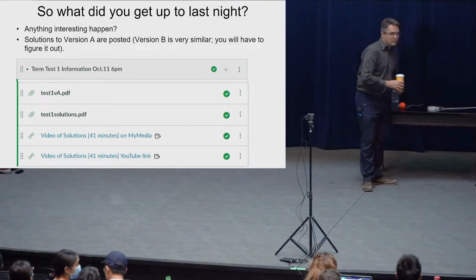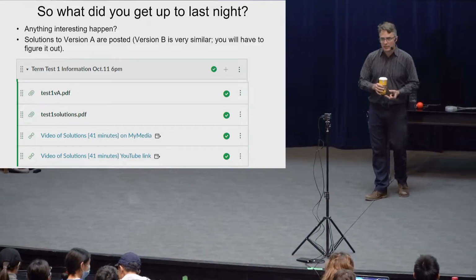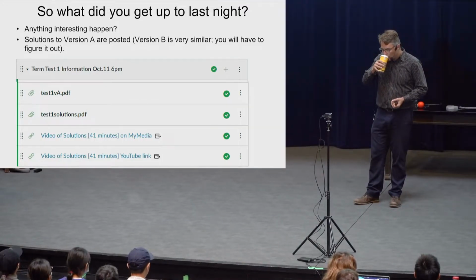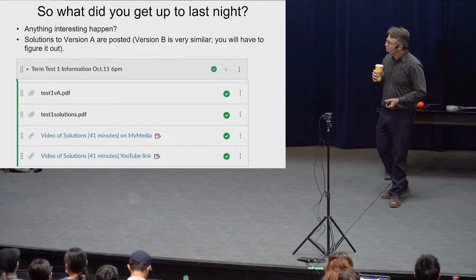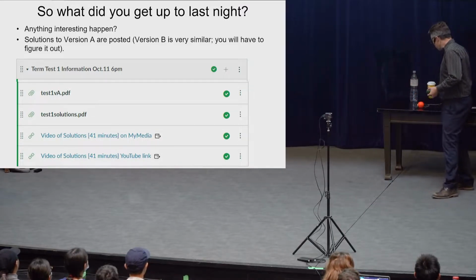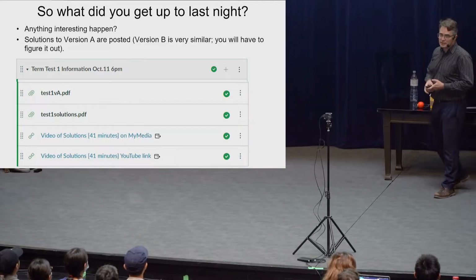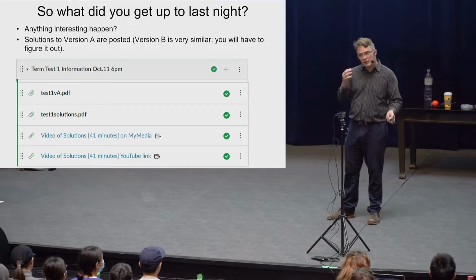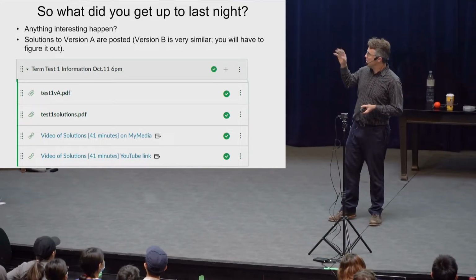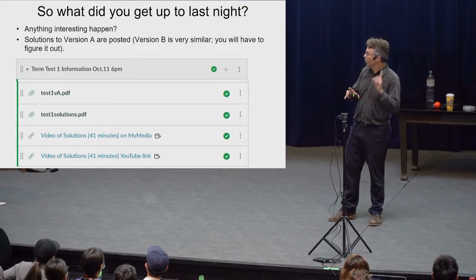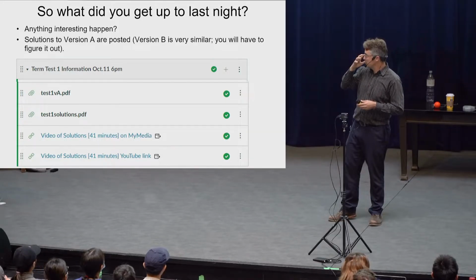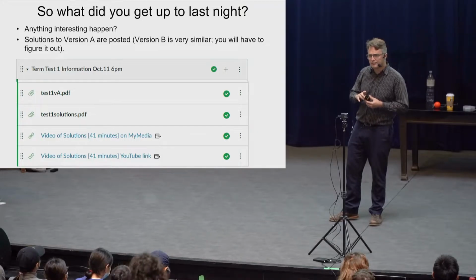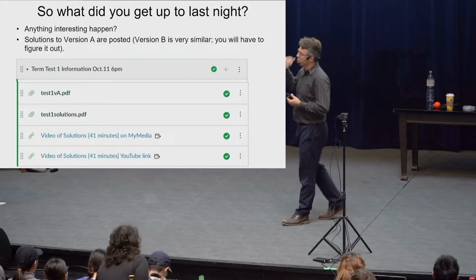One thing I could do, I guess, is spend a lot of time today going over the test, but I don't think I'm going to do that. There's sort of two types of people. There's people who want to go over and think about this test, and people who would rather just move on. And so, to make everybody happy, I've posted some videos. One video. There's two different links there because you can either watch it on YouTube or you can watch it on what's called My Media. And also the solutions are there.